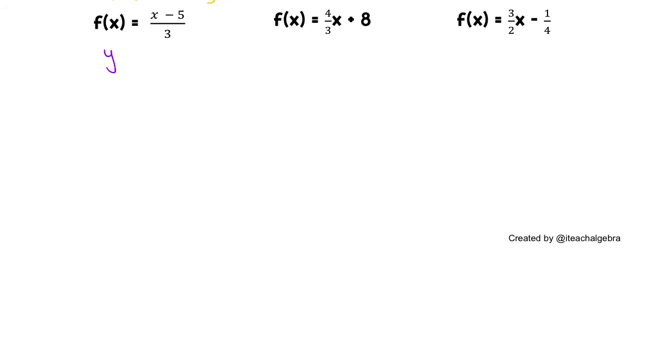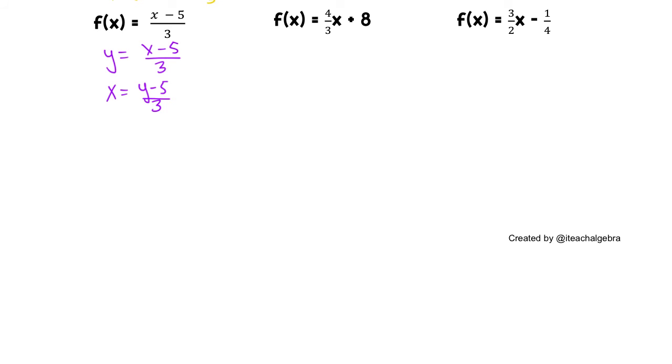We're going to take out f of x and replace it with y. So y equals (x minus 5) over 3. Going to trade x and y spots. x equals (y minus 5) over 3. Now we have to solve for y.